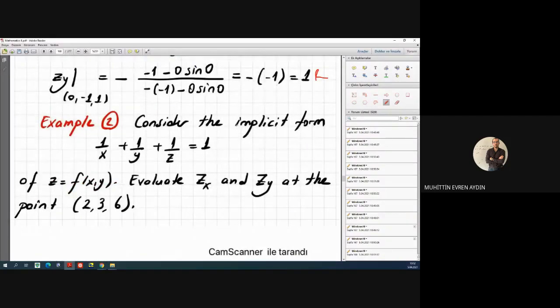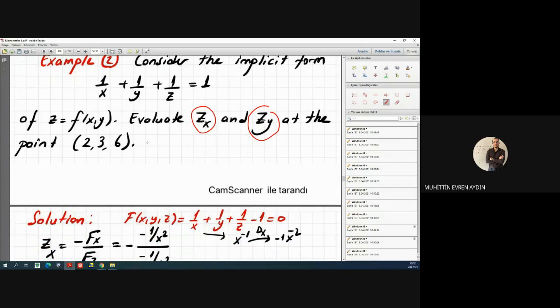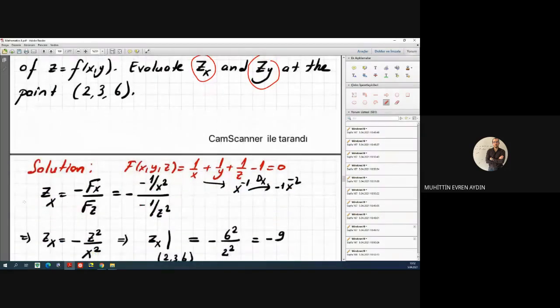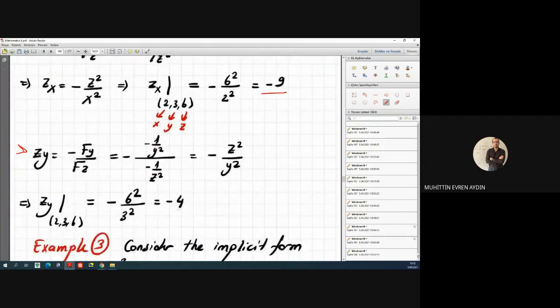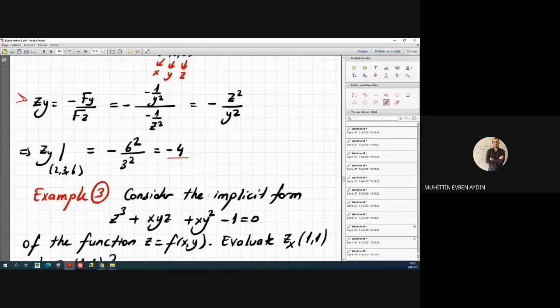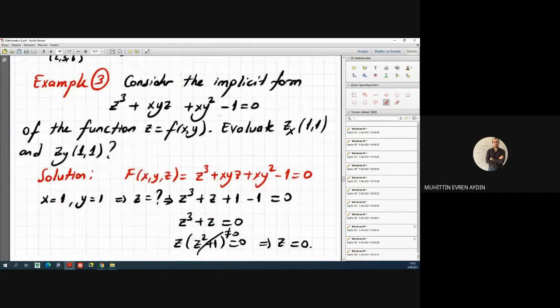Okay, another example. We may obtain derivatives of z with respect to x and y by using the implicit derivative formula. I mean these equalities and these equalities. So the derivatives are simple, and you may obtain easily these numbers. And the other examples are similar. So you may solve these examples by yourself.